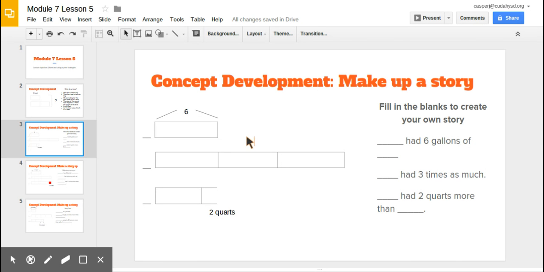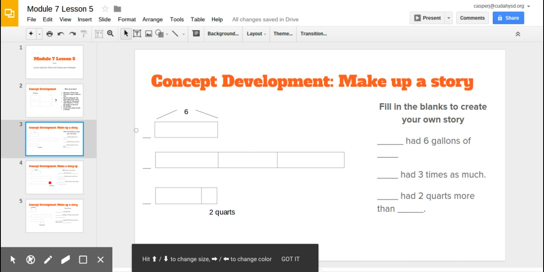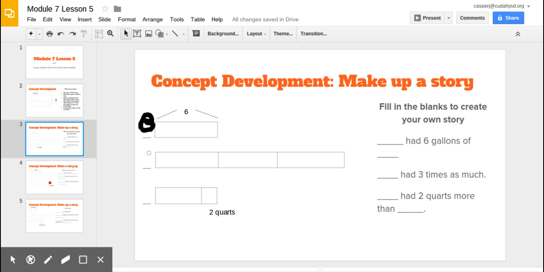So now it's our chance to make up a story. So let me get my pen ready. We're going to say that this is my friend Bob, and his car used 6 gallons of gas. My friend Sam's car, this is Sam, used 3 times as much as Bob's. And my friend Dan's car used 2 quarts less than my friend Bob. So now it's just a matter of me coming over here and filling in the names of my story.